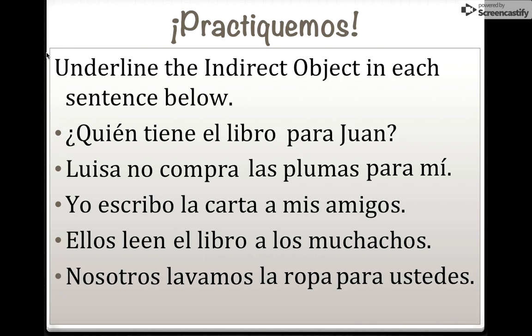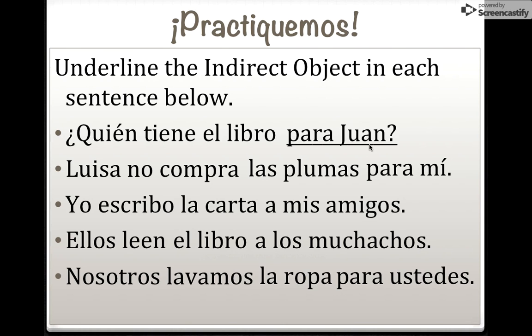Now let's take a look at some practice exercises. Underline the indirect object in each sentence below. Let's take a look at the first one. ¿Quién tiene el libro para Juan? Who has the book for Juan? Anytime you have to whom something is for, that will indicate an indirect object. So in this case, it's going to be para Juan.